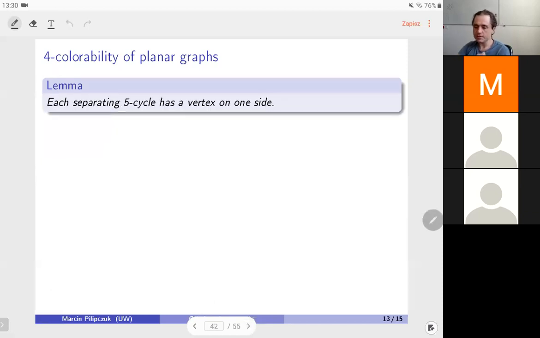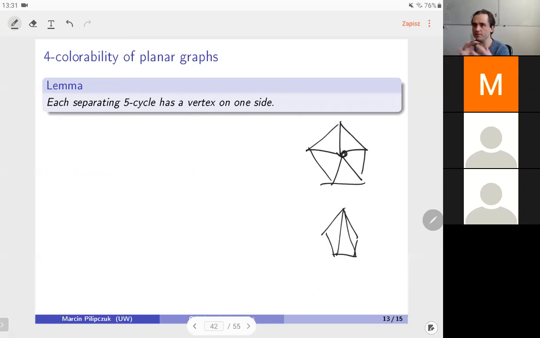Good, so let's go further. I want to say that there may be separating 5-cycles, but they can only be of this type. Okay, 5-cycles can be just triangulated, but if there's a separating one with vertices on both sides, then I allow this picture, but nothing else. These are the only 5-cycles that I have in my graph. So I actually have got the picture.